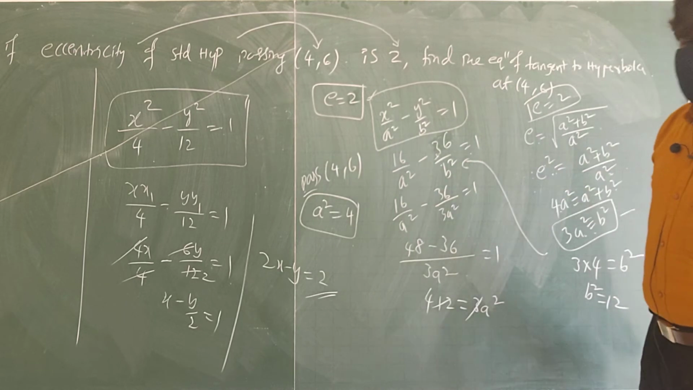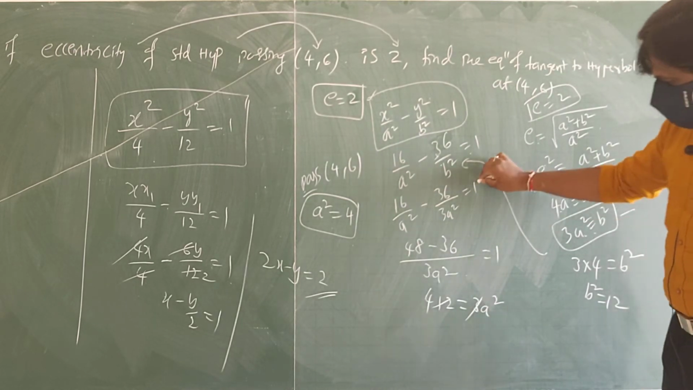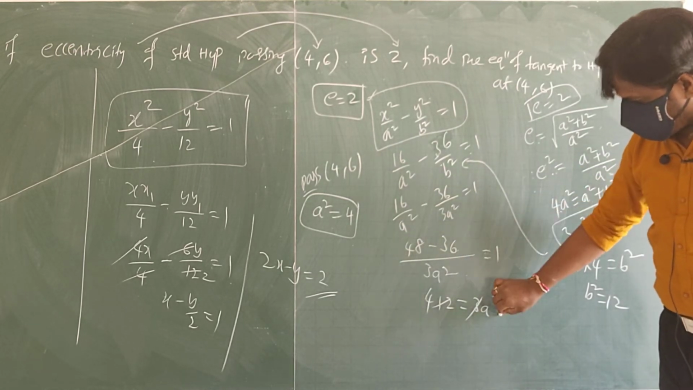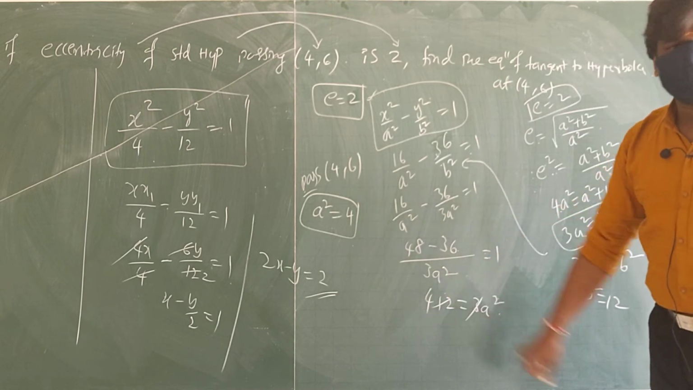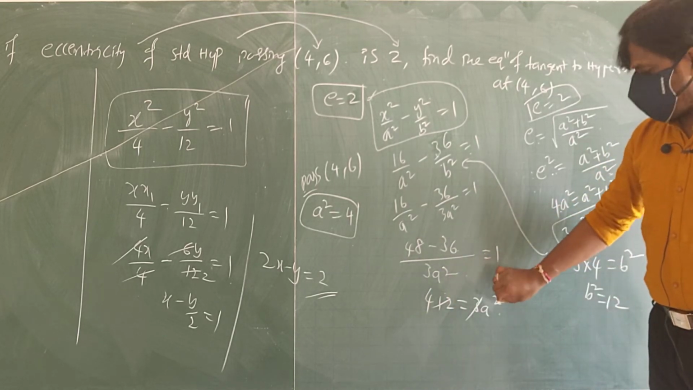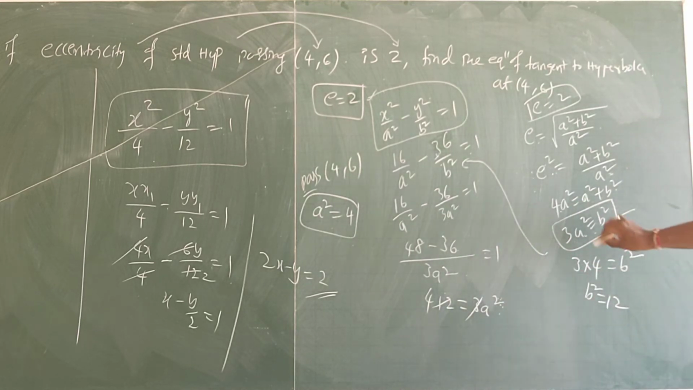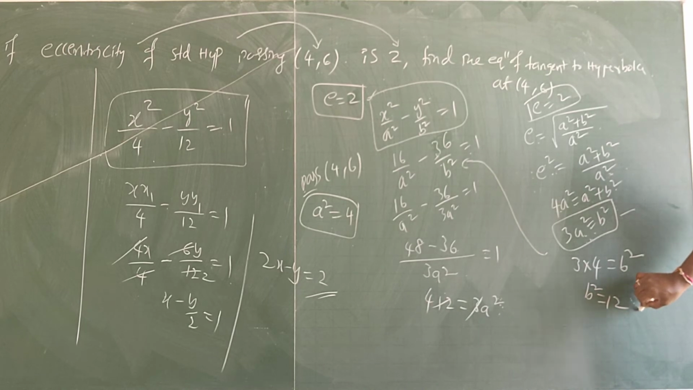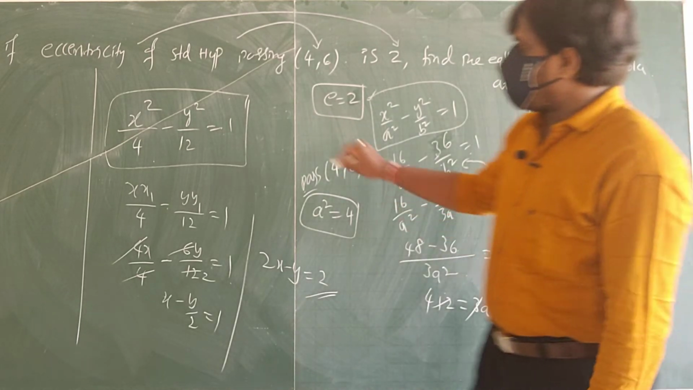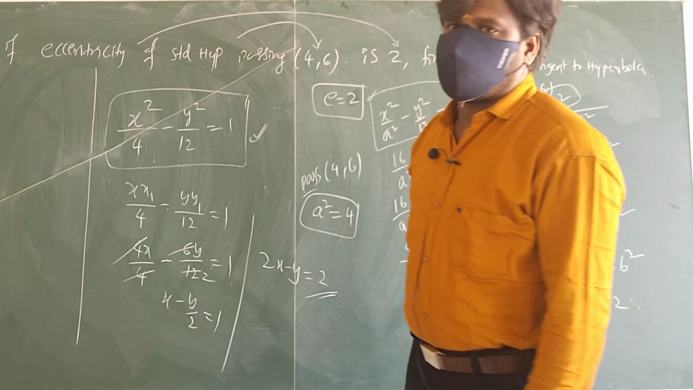So I get the a value. If I put it here, I get 3a square by a square, that is, a square is equal to 4. Put that a square equal to 4 here. So you will get b square is 12. You got the a square value and b square value, so you will get the equation of the hyperbola directly.